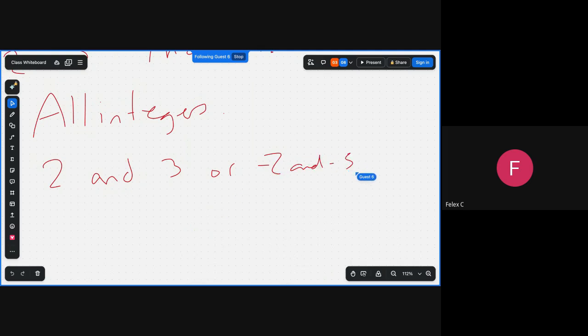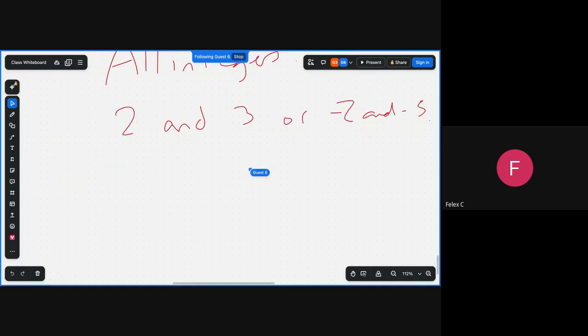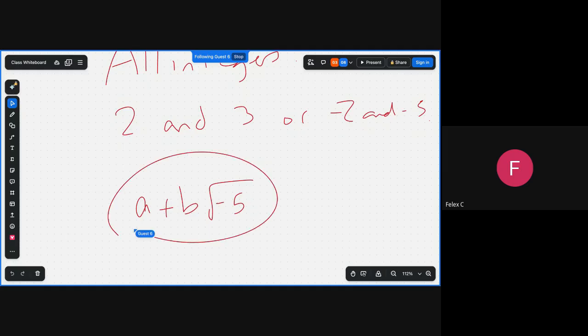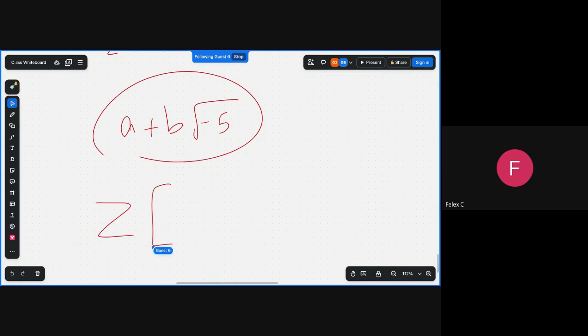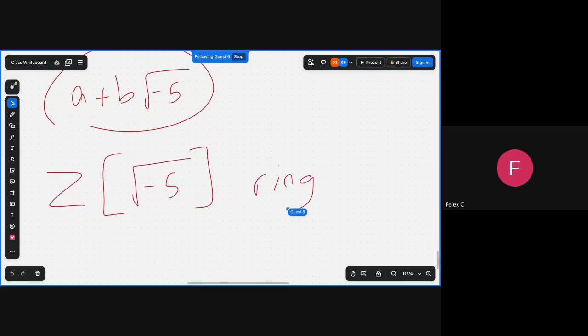Okay, now imagine you also look at complex numbers, imaginary numbers. All numbers of the form a plus b times the square root of -5. Okay, a and b are integers. You can prove that these numbers form a closed set. Okay. In fact, it forms the ring known as Z[√-5]. Okay. This is a ring, and it is closed.